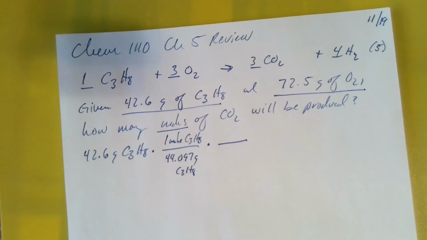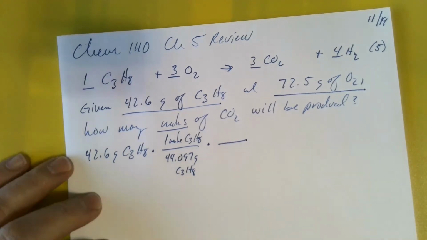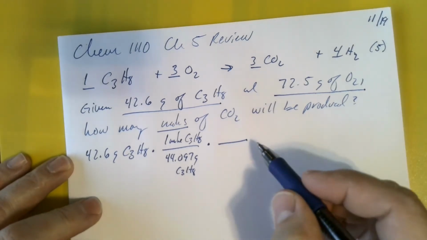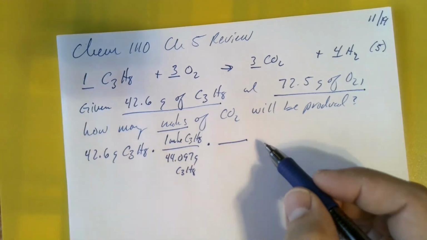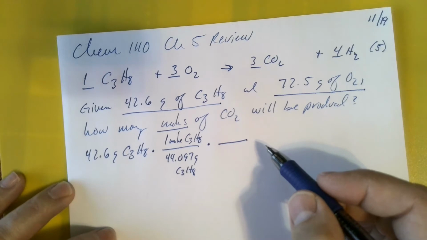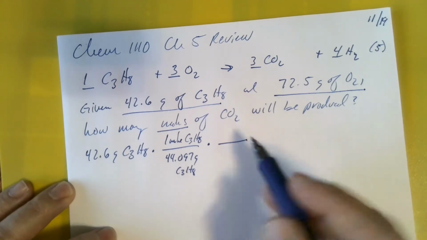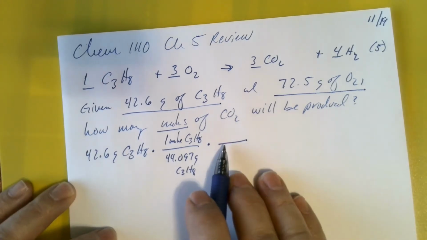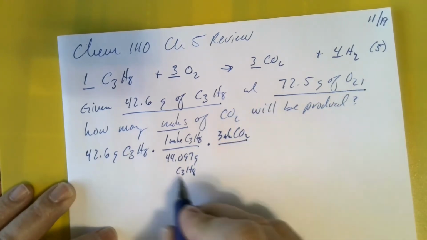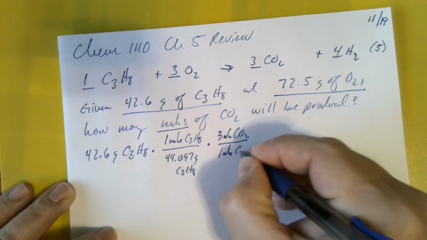What do we call that? We called it two separate things that meant the same thing. The mole-to-mole ratio, or does anybody else know the other one? Nobody? The molar ratio. So what's going to go in my numerator? Three moles of CO2. So I'm going to go 3 moles of CO2 for every 1 mole of C3H8, right?